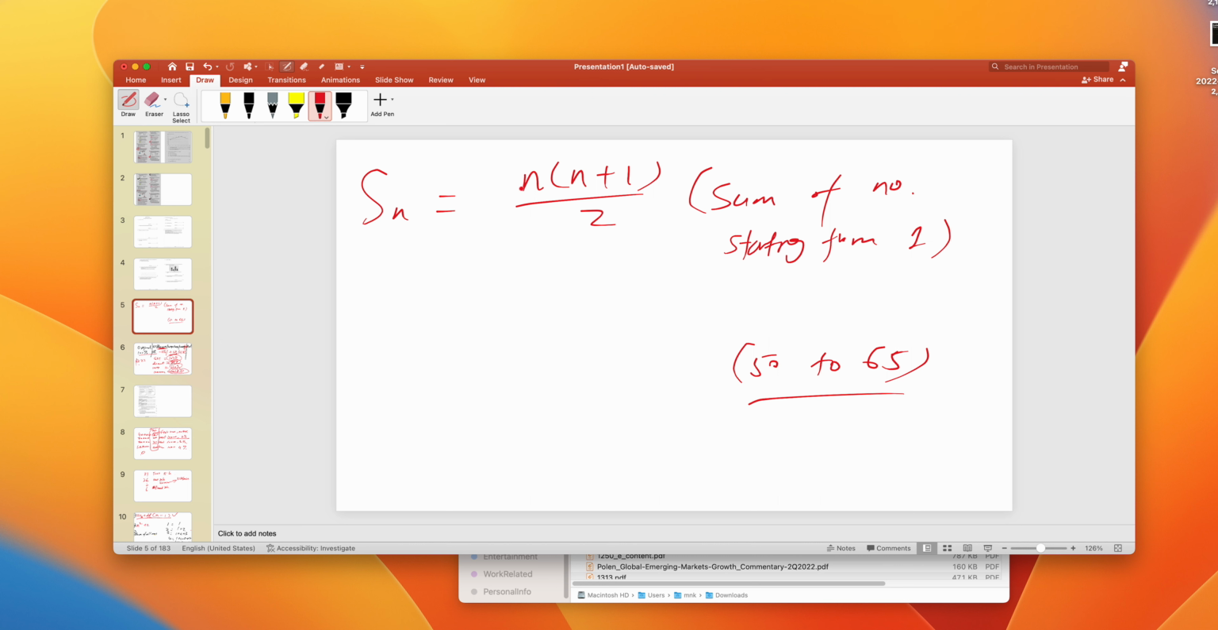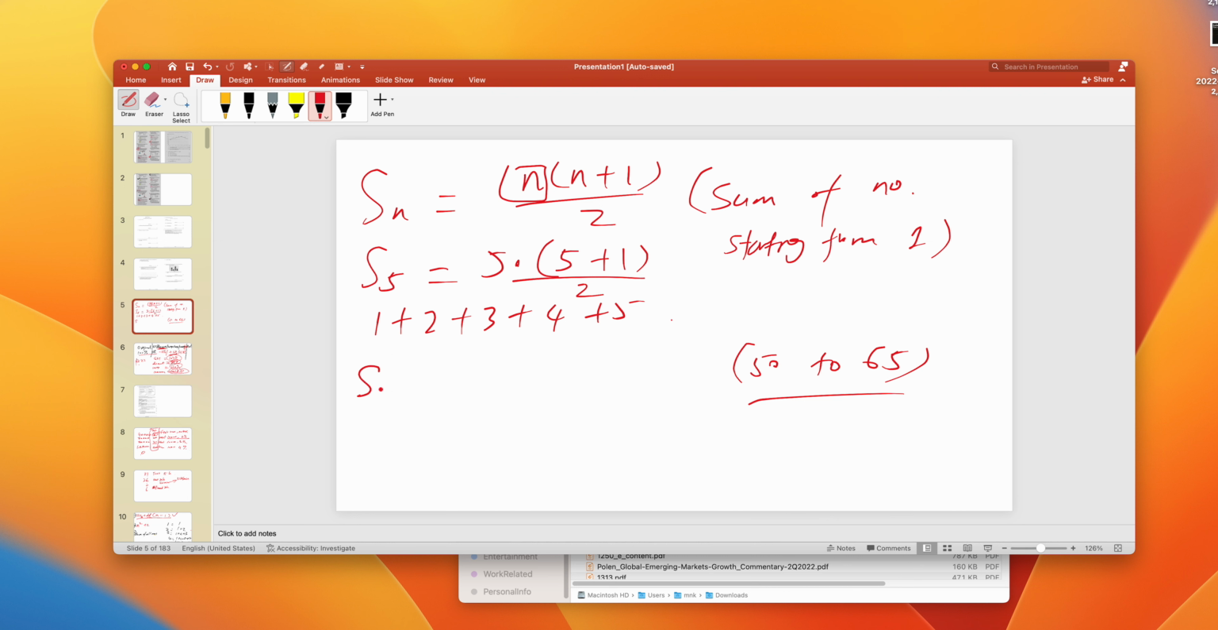If you observe this one, let's say I use S5. You know what is S5? S5 means the first 5. So what you observe is you take the 5 times 5 plus 1, divided by 2, right? Let me give you one more, so then you can start to see the pattern.